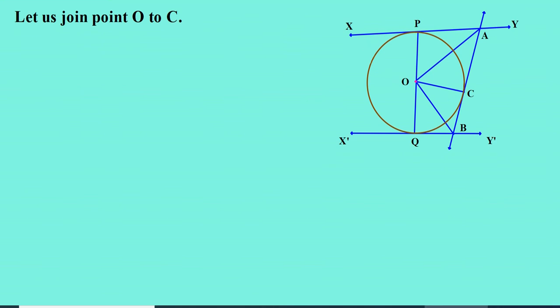Now consider triangle OPA and OCA. Can you prove these two triangles are congruent? It is very simple. What about OP and OC? Are they equal? Yes, they are radii of the circle. Now what about AP and AC? They are tangents from an external point, so that also we can write equal. Then what about OA? OA is common.